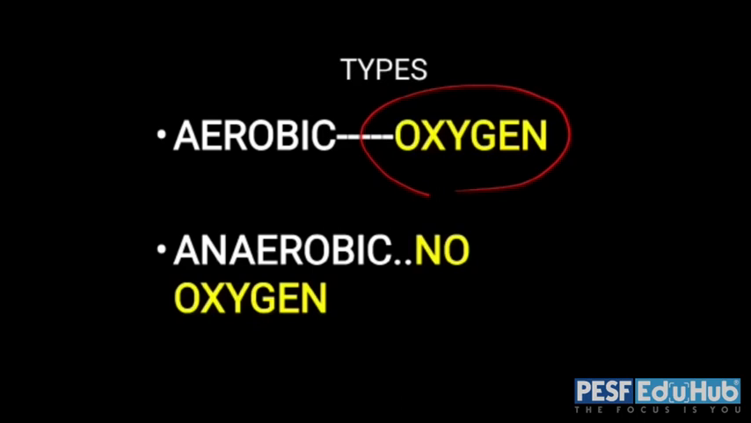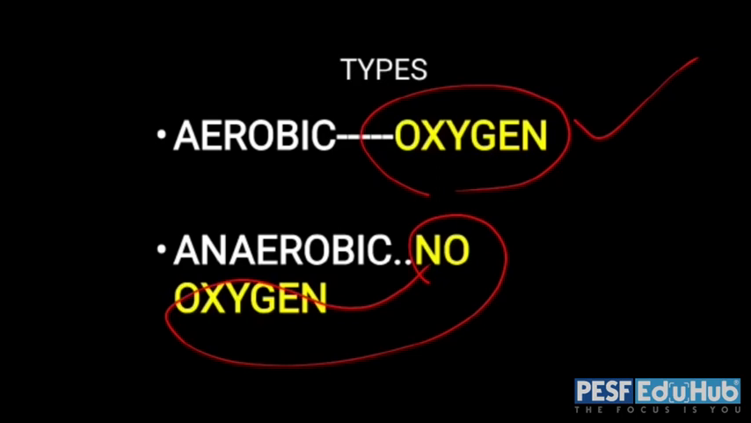Breaking down of food molecules to release energy without using oxygen, where there is no need of oxygen, is called anaerobic respiration. Aerobic respiration needs oxygen; anaerobic respiration does not need oxygen.